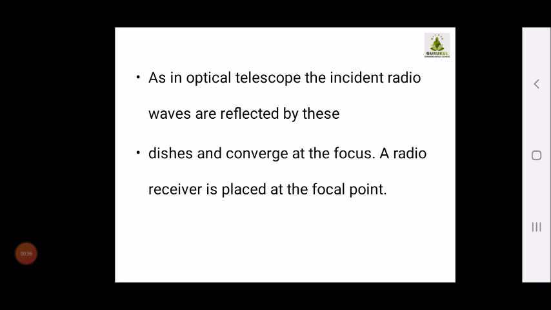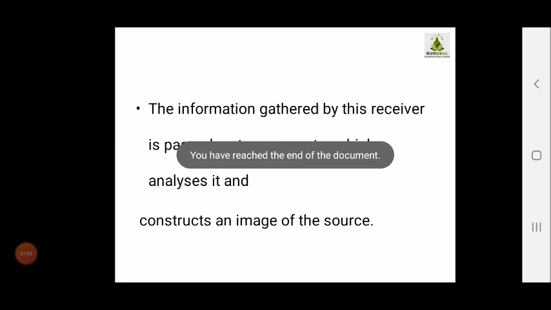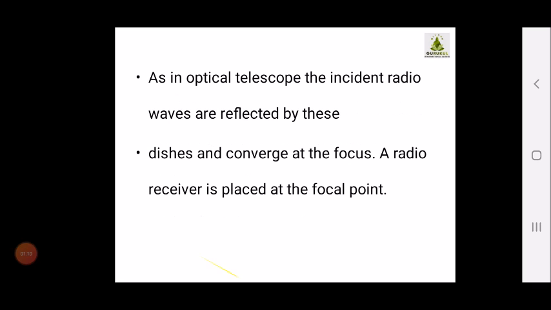As in the optical telescope, the incident radio waves are reflected by these dishes and converge at a focus. A radio receiver is placed at the focal point. The information gathered by this receiver is passed on to the computer, which analyzes it and constructs an image of the source. This radio telescope is used for capturing images and studying the atmosphere with the help of radio waves.